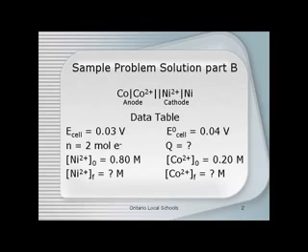The E of the cell under standard conditions is 0.04 volts. N is equal to 2 moles of electrons. Our initial concentration of nickel was 0.80 moles per liter. Our initial concentration of cobalt 2 plus was 0.20 moles per liter. We need to find the final concentration of our nickel 2 plus, and in order to do that, we're going to go ahead and solve for the final concentration of our cobalt 2 plus.